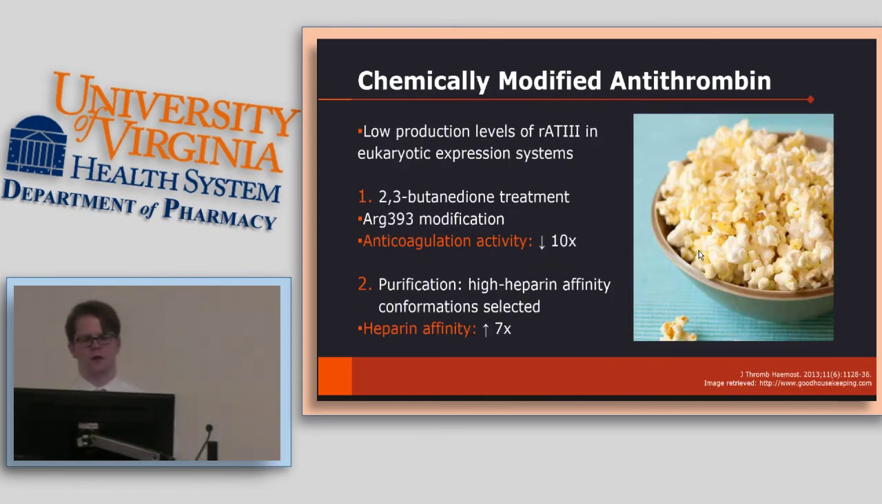However, with the recombinant antithrombin, there are significant production issues, which is why they looked at a second, different version using chemical modification, specifically 2,3-butanedione treatment, which you all might be familiar with as it's one of the two main chemicals used in artificial butter flavor. And using the butanedione treatment, they were able to also modify arginine 393, leading to decreased anticoagulation activity. And through the purification step of the manufacturing process, they continually selected high heparin affinity forms, leading to even greater increases in heparin affinity than what we saw with the recombinant option.